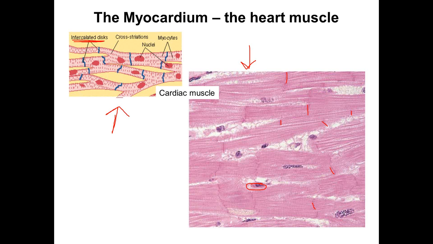And you probably can make out, I'll draw a line around it. If you look in here, these striations, you can see these stripes. And that's characteristic of a cardiac muscle cell. So the whole wall of the heart is made up of that. And it's the contraction of this that causes the heart to beat.